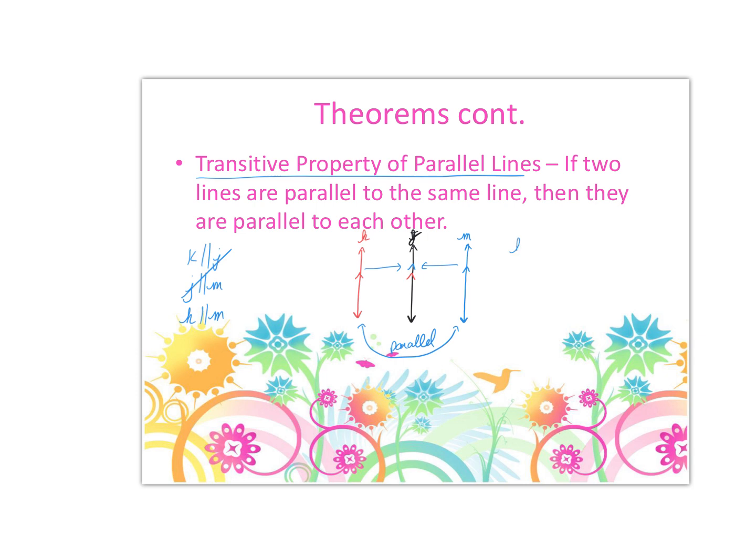Or I can write it like this. K is parallel to J. J is parallel to M. And therefore, I can cross out the middle and say that line K is parallel to line M. Okay? And so again, if two lines are parallel to the same third line, then those lines must be parallel to each other.